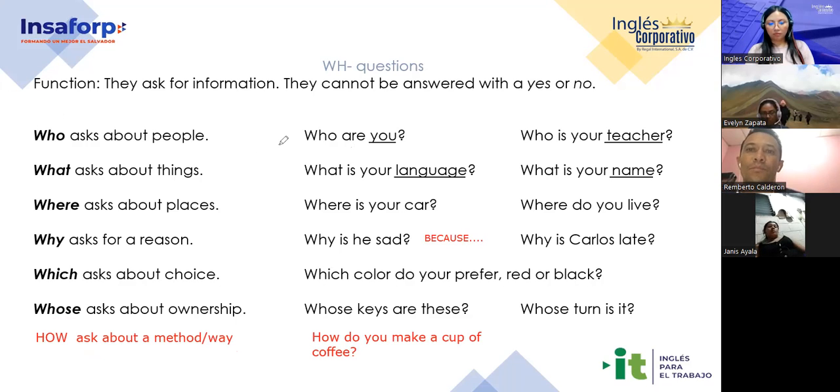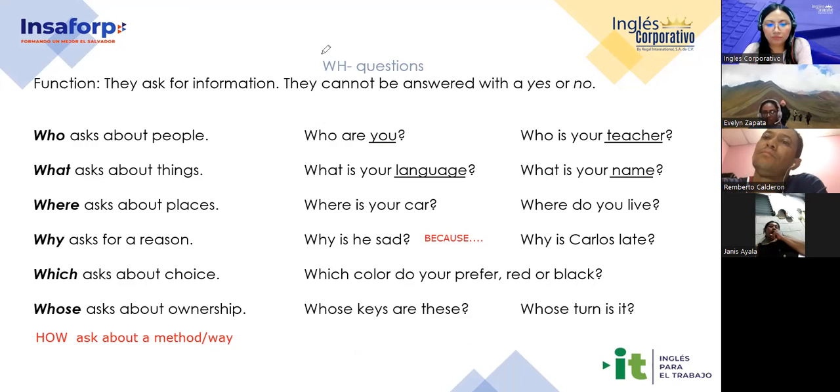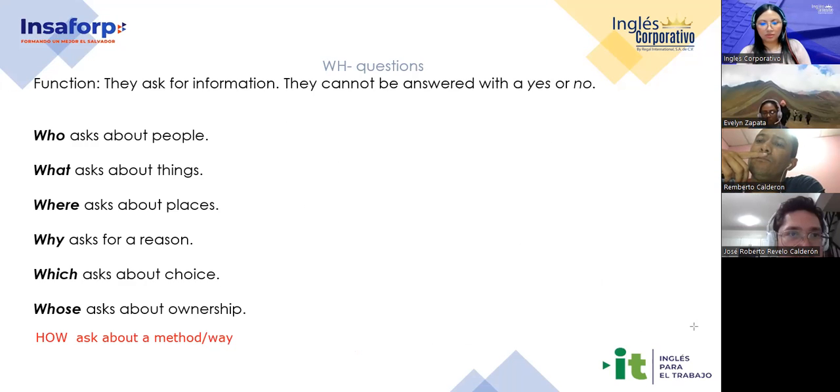Who? Who are you? Who is your teacher? Who? Hagamos otra pregunta que se les ocurra. Who? Agregan una más. Pensemos. Who? ¿Sí? Who wants to play soccer? Muy bien, perfecta. ¿Qué otra agregarían con who?